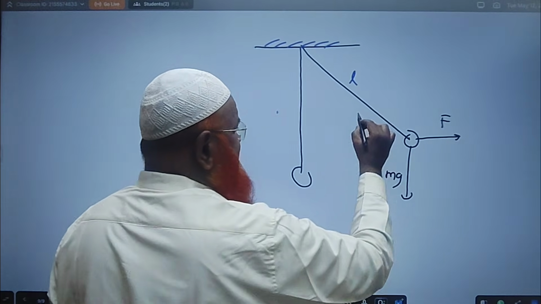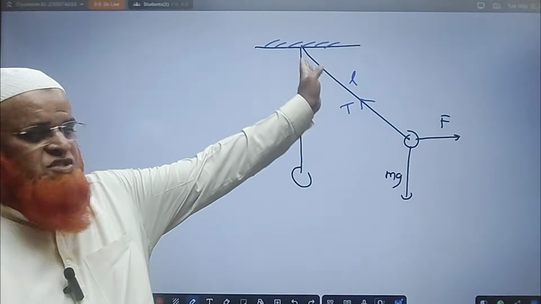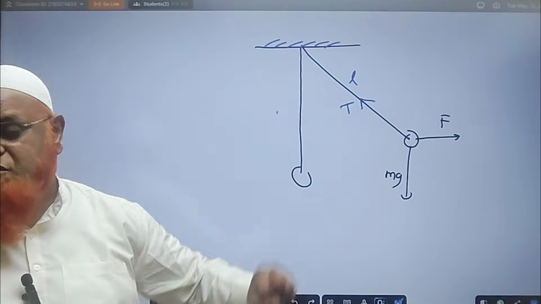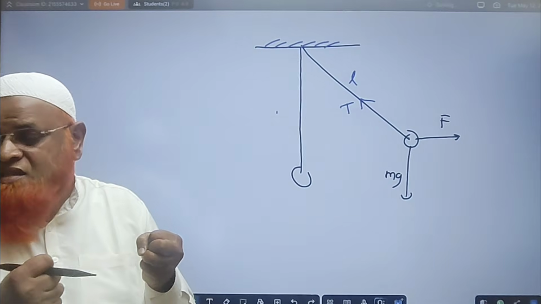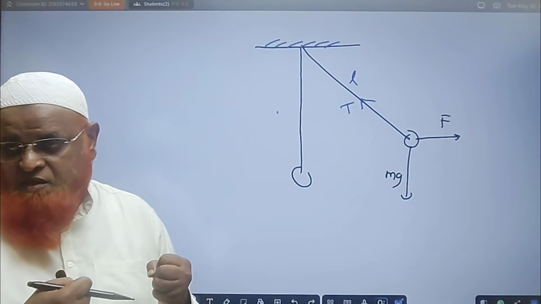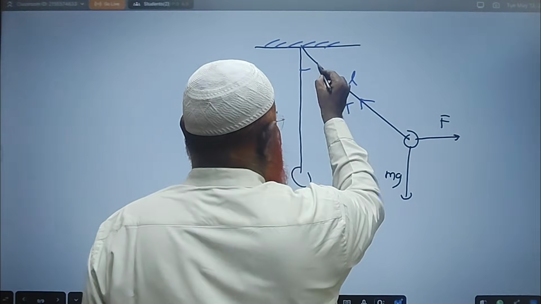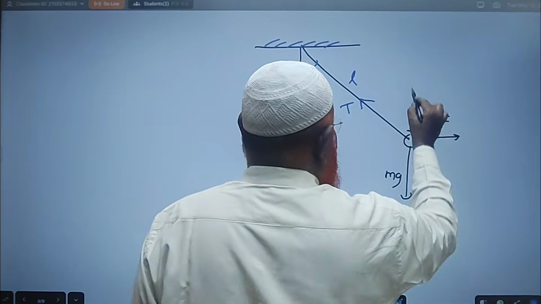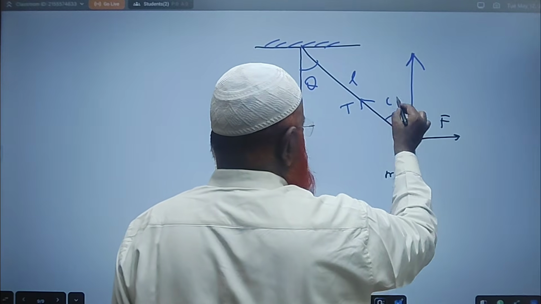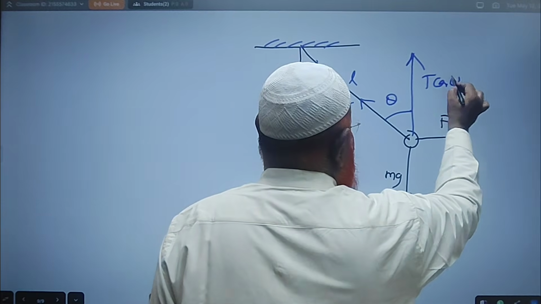So what is the tension in the string? Tension is considered as T, and this is the tension in this direction. Tension in the string means the stiffness created in the string because of weights and forces. Stiffness is called tension. Now, this is angle theta here, and in the upward direction, if you consider this angle theta, then this is going to be T cos theta.